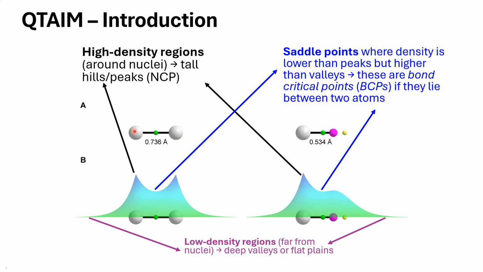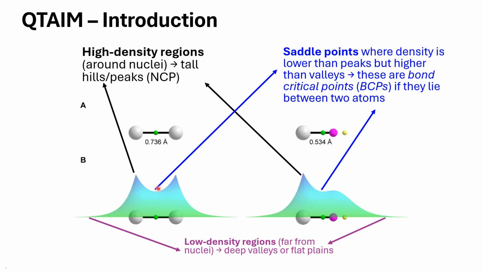As you move away from the nucleus, from this atom and the other one as well, there is a point which is a saddle point, where the density is lower than the peaks, of course, but higher than the valleys. So these are the valleys. So it's a saddle point where the density is higher than the valley but lower than the peak. So this is called a bond critical point.